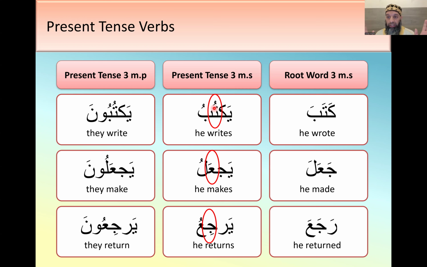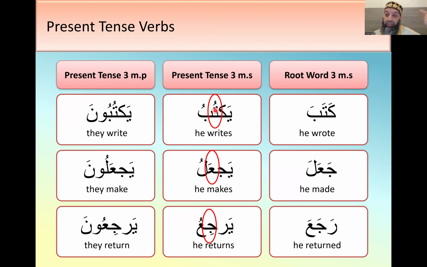It's not like there's no formula. It's just that for kataba, it's yaktubu. For ja'ala, it's yaj'alu. For raja'a, it's yarji'u. It's different for each verb. It's either going to be a dhamma, fatha, or kasra. You might be able to work it out by pronouncing all three and seeing which one sounds right. But that vowel on the third letter is different for the different verbs. You just have to learn it with the verb.